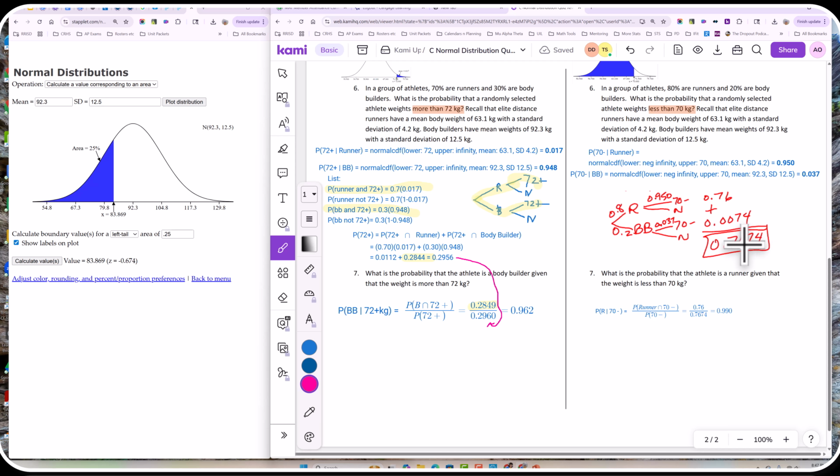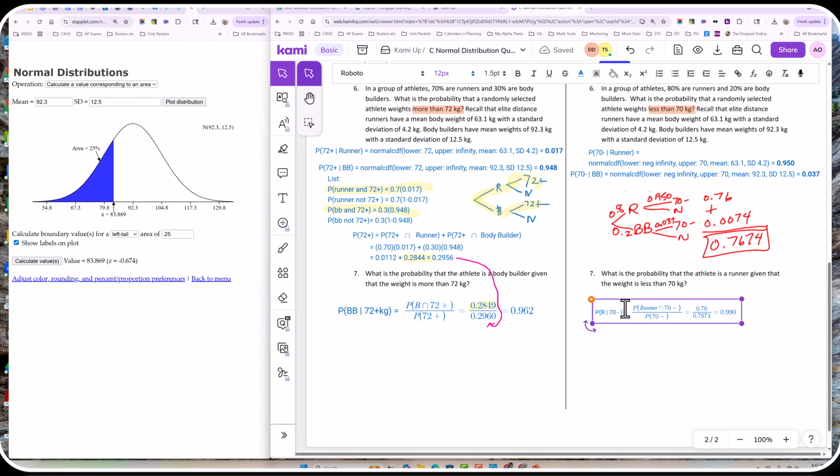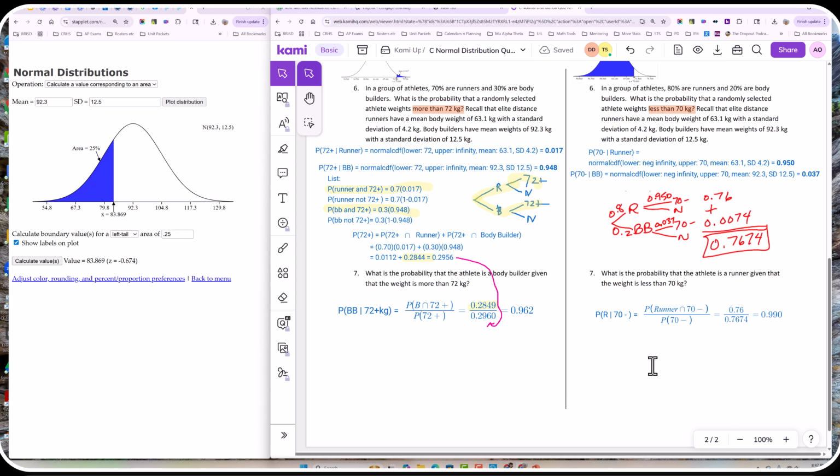All right. And then what is the probability the athlete is a runner, given they weigh less than 70 kilograms? Let me change the font on this so it's at least the right size. Looks better. Let's make this a 16. There we go. It's pretty high because most of the runners are pretty light. So that's the probability they're a runner and they weigh less than 70 kilograms over the probability they just weigh less than 70 kilograms, and we don't know if they're a runner or a bodybuilder. You divide those two out, and then you get your answer.